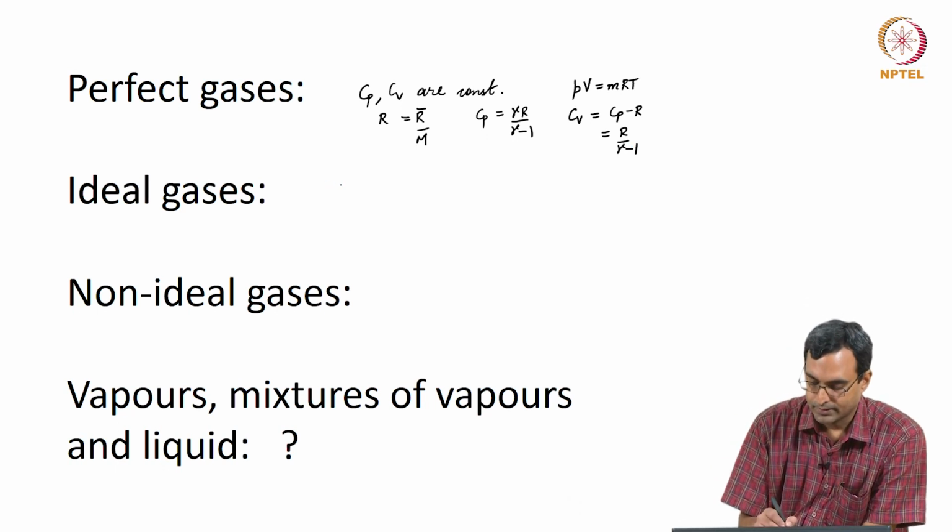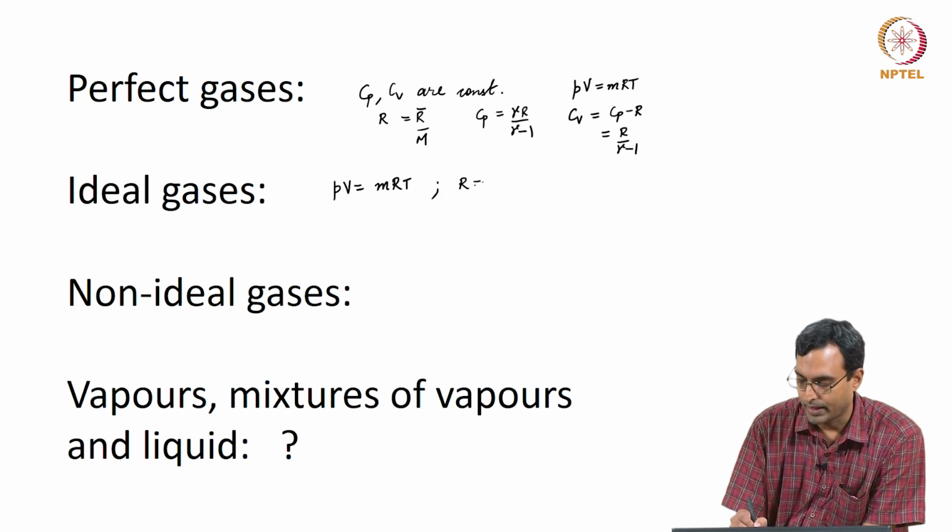For an ideal gas, I know PV is equal to MRT because that still holds. I still know that R is R bar by M, which is still true.